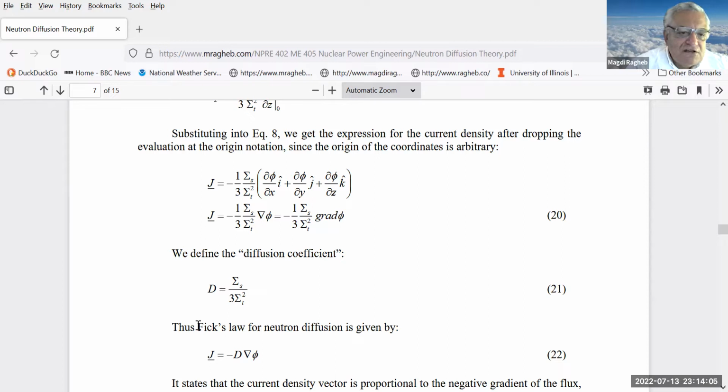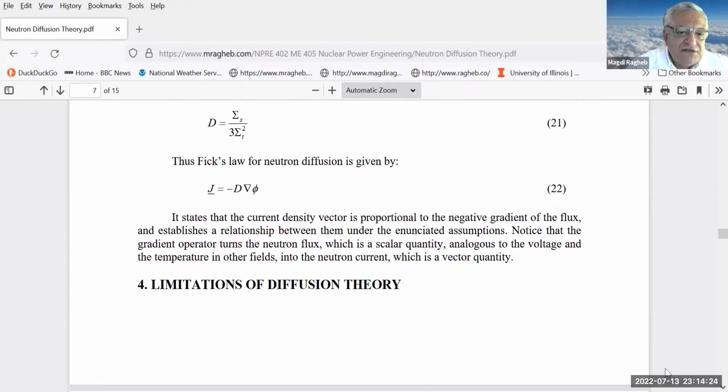So in fact, Fick's law takes a very simple form here: the current of the neutrons diffusing in a medium follows Fick's law with a diffusion coefficient, depending on the negative slope, with the slope itself being the gradient of the flux. And this is an interesting relationship between what we defined as a flux and the current. Diffusion and the neutrons in that case fascinatingly behave like any solute diffusing in a medium. Notice that the gradient operator turns that neutron flux, which is a scalar quantity, into a vector.